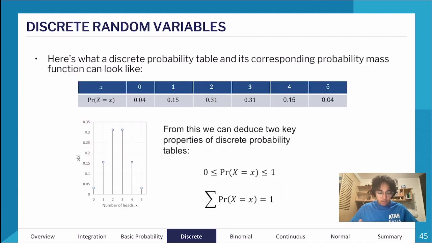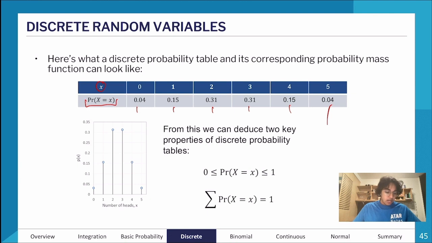So this is what a discrete probability table would look like, right? We have our variable name here, and we have the probability shown there as well. So x can take the values 0, 1, 2, 3, 4, 5, each with its corresponding probability here, right? All of these must sum to 1, which we can see, and all of them must be between 0 and 1. They can't be negative, they can't be greater than 1.